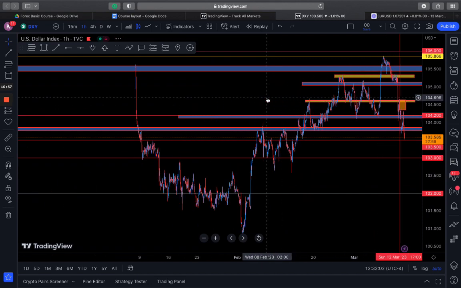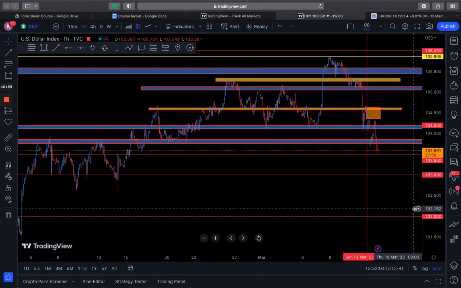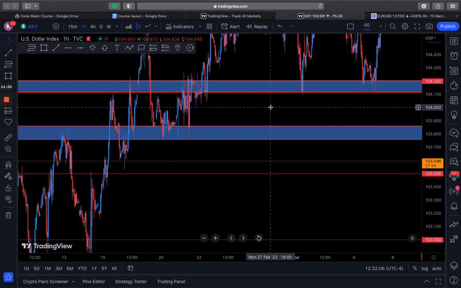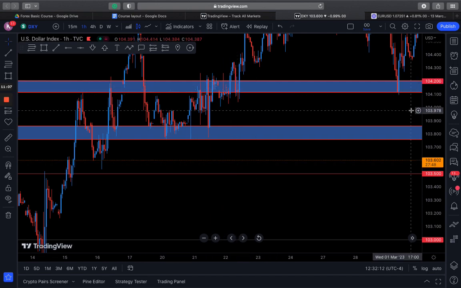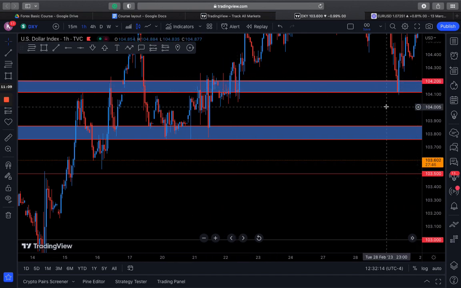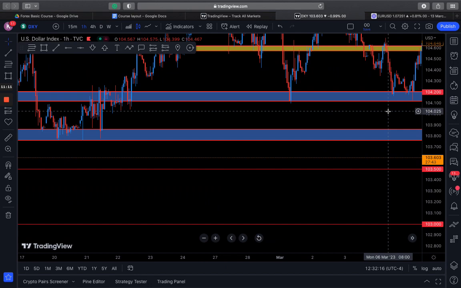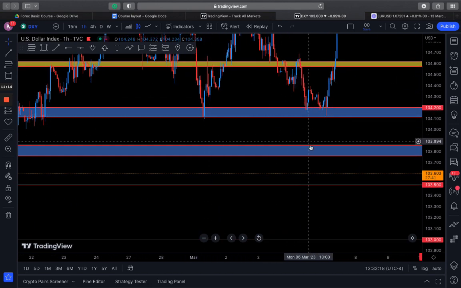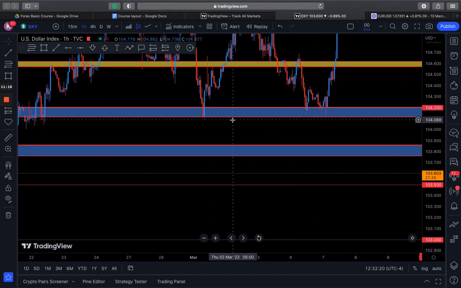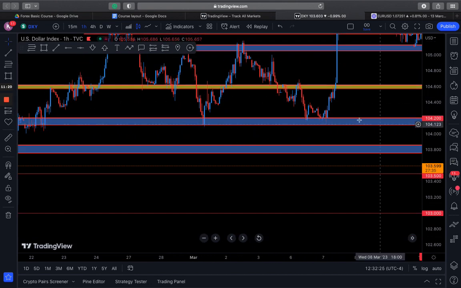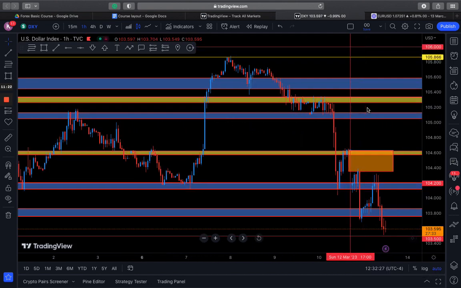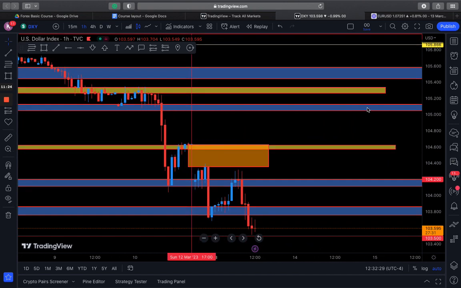Where do we identify this level? This level came from just looking at previous price structure, looking at the congestion that we had in these areas. Boom, boom, boom. Resistance, broke above it, uses support. So you want to look for areas where price is continuously rejecting from an area, either bouncing from the floor or bouncing from the ceiling. And these are the areas that you want to keep your mind on and keep paying attention to.